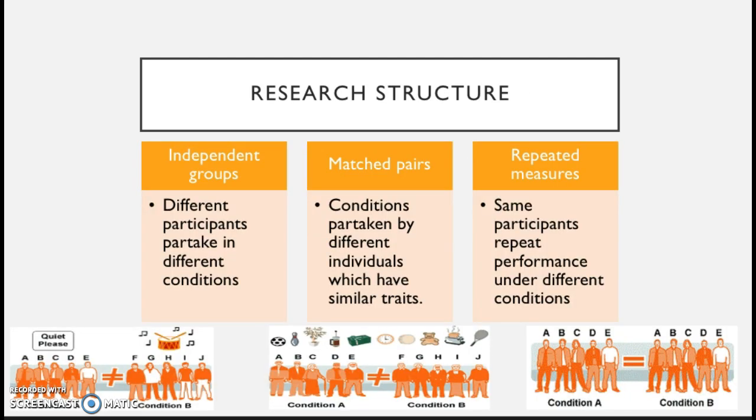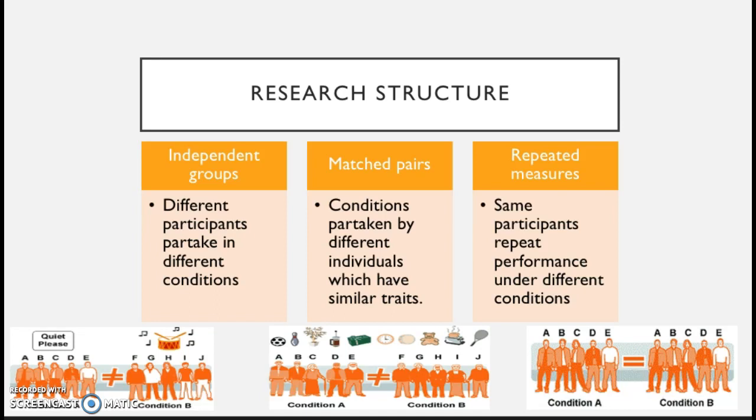So there's also research structure. Now this can be shown in these 3 different types. So you have the independent groups. This is where different participants take part in different conditions. So this then means that the participants aren't always the same ability or know more about one thing than another, which then can lead to the design being affected because of the participants.